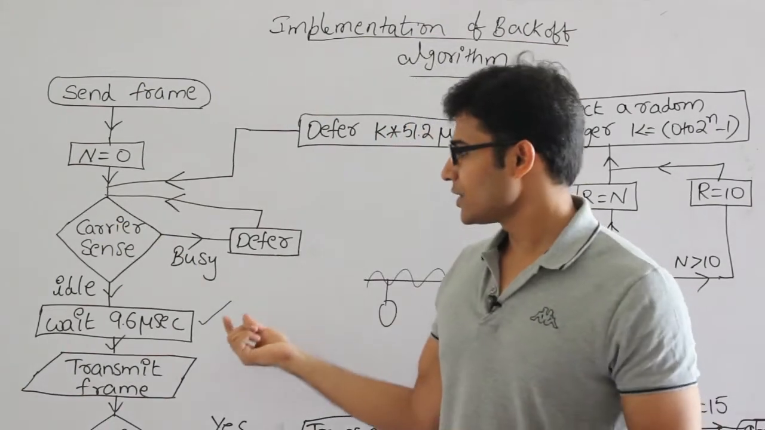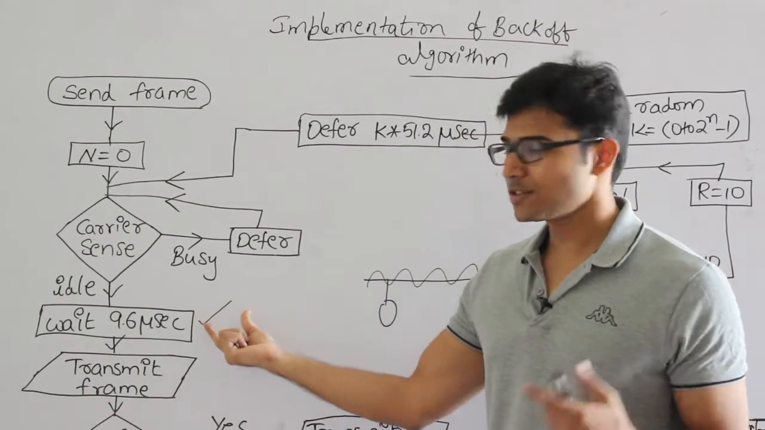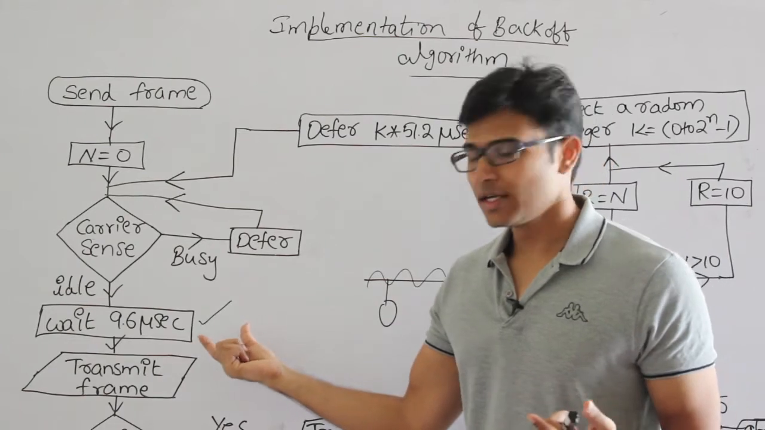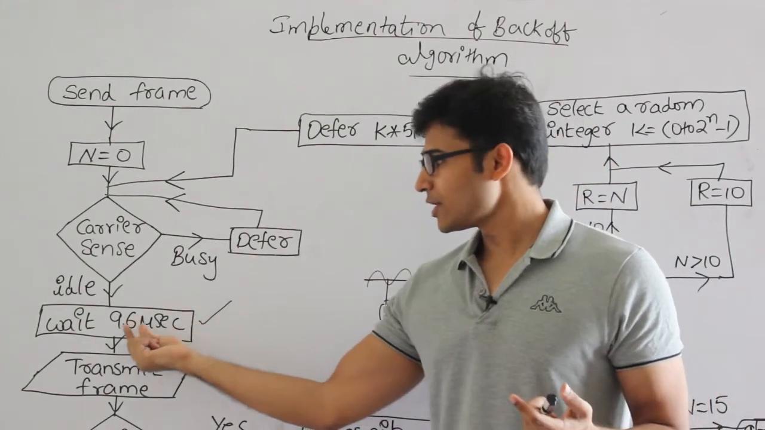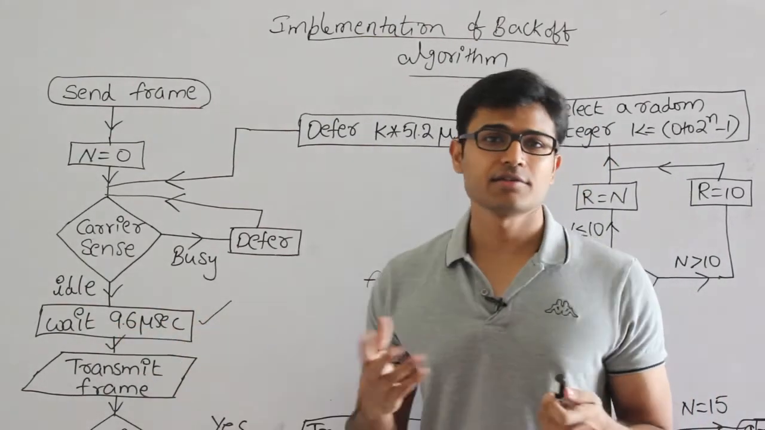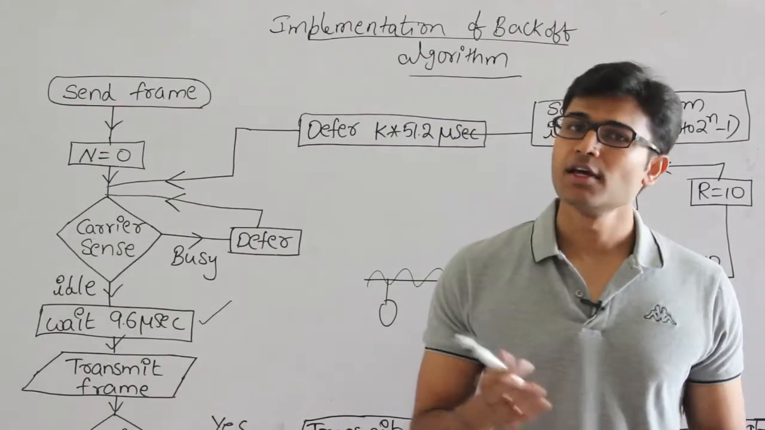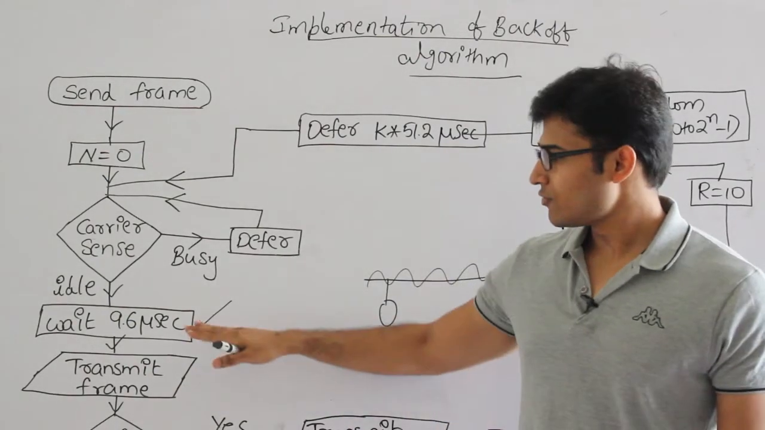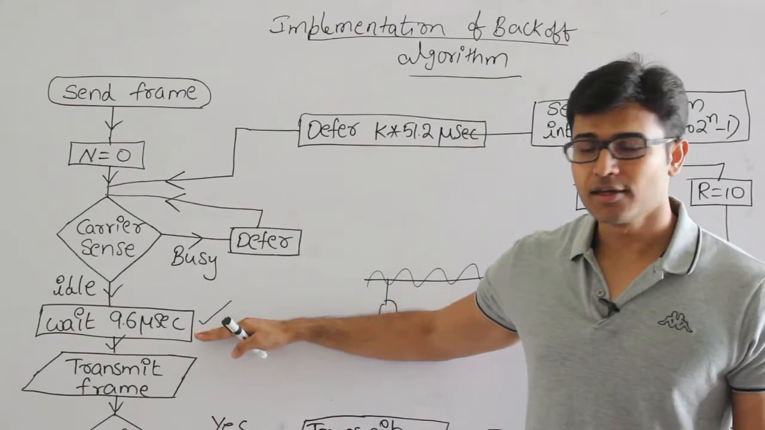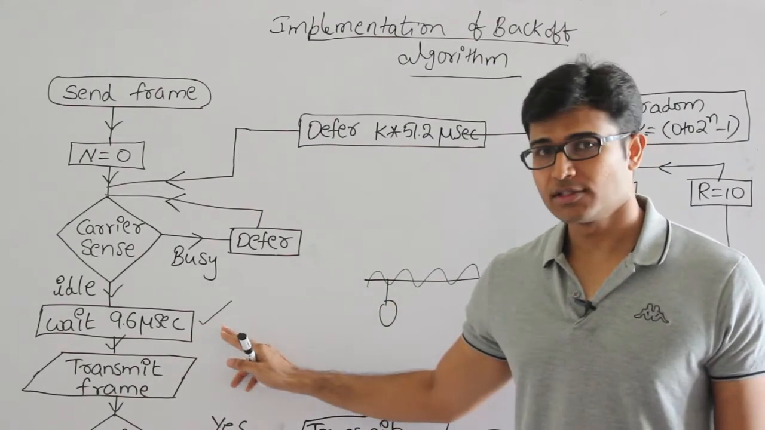Therefore, after sending every frame, you are supposed to wait for some time, and it is actually implementation dependent. Either it is 9.6 microseconds, or some LANs might keep it 0, which means you need not wait at all. Therefore, if there is no interframe delay, you need not have this step. So what is this step?